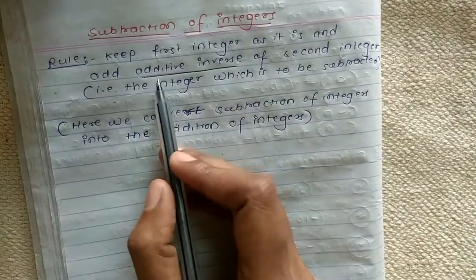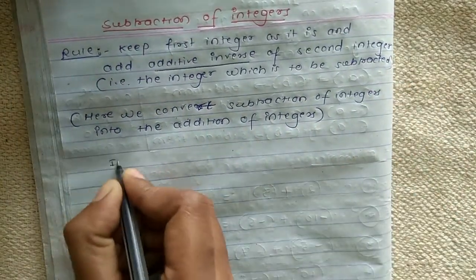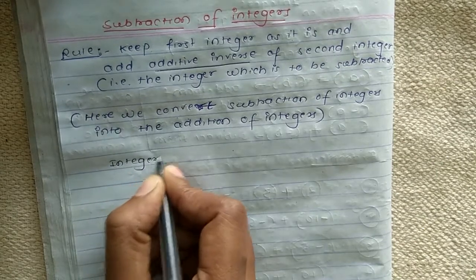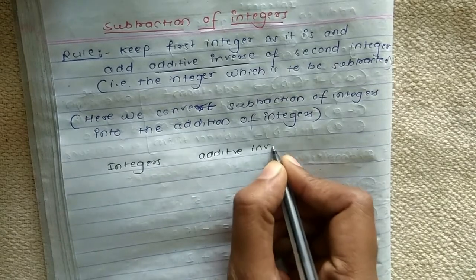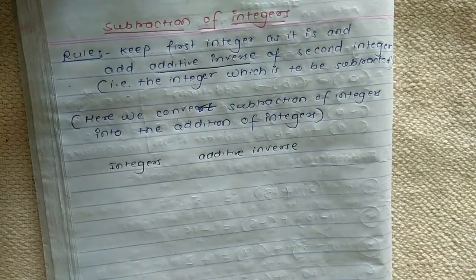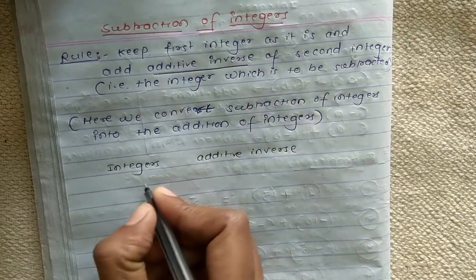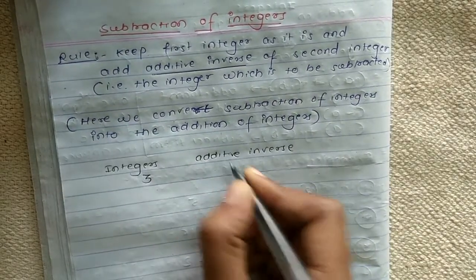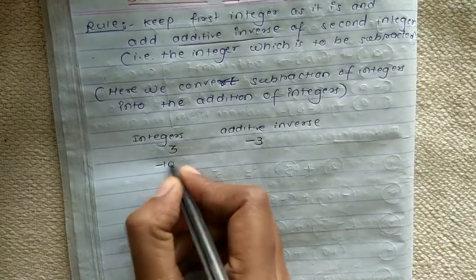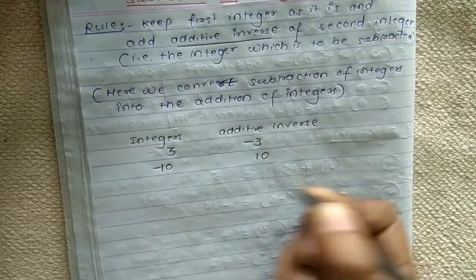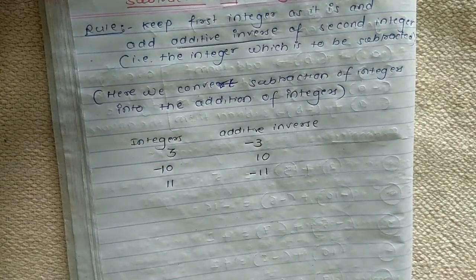First of all, we will see what the additive inverse is. What is the meaning of additive inverse? I'll give some integers here and their additive inverses. Just changing the sign, keeping the integer's numerical value as it is, is called the additive inverse. So let us take the integer 3. Its additive inverse is minus 3. Let us take the integer minus 10. Its additive inverse is plus 10. Take 11. Its additive inverse is minus 11.